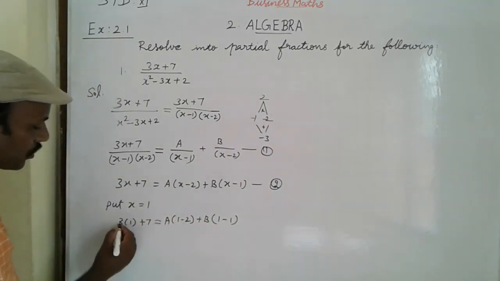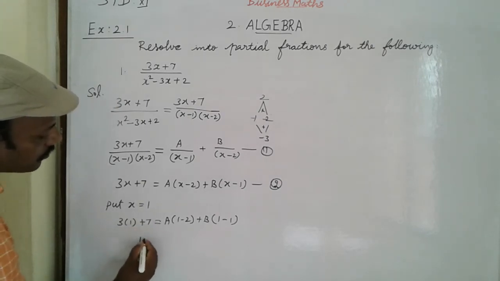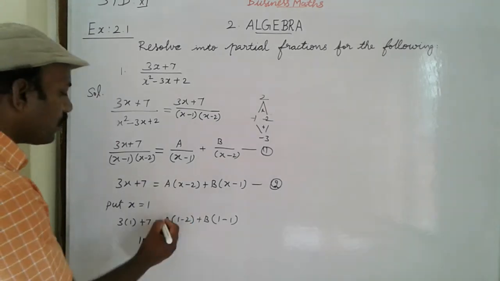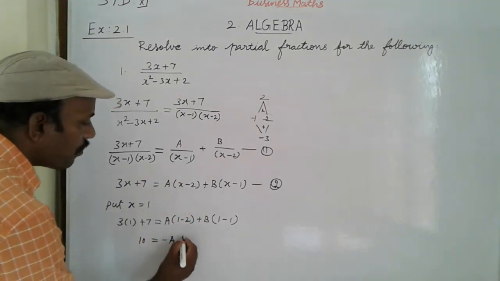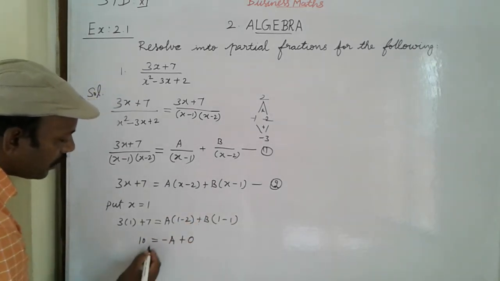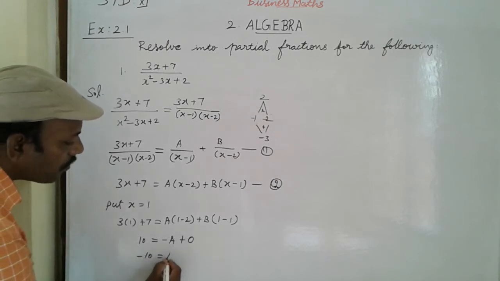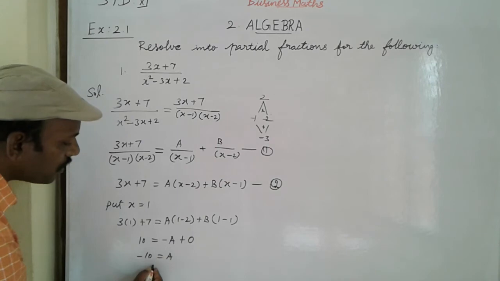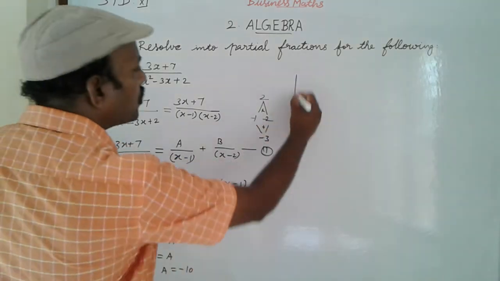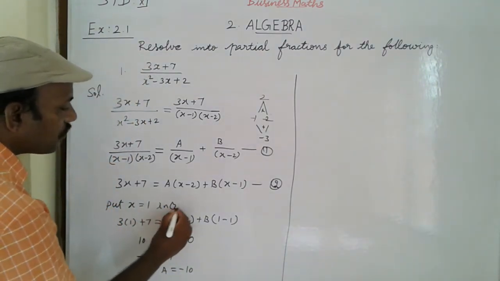3 ones are 3, 3 plus 7 is 10, equals 1 minus 2 is minus 1, minus 1 into A is minus A, plus 1 minus 1 is 0, and 0 into B is 0. Therefore, multiplying by minus, minus 10 equals plus A. Therefore A equals minus 10.